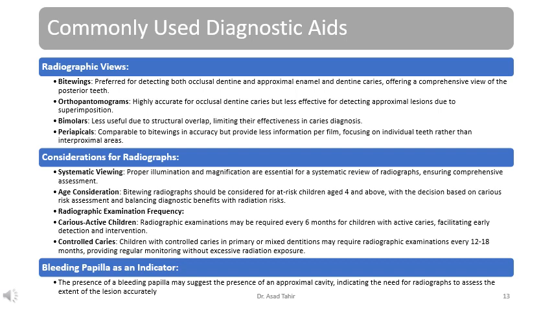Radiographic examination frequency. Caries-active children: radiographic examinations may be required every 6 months for children with active caries, facilitating early detection and intervention. Controlled caries: children with controlled caries in primary or mixed dentitions may require radiographic examinations every 12 to 18 months, providing regular monitoring without excessive radiation exposure. Bleeding papilla as an indicator: the presence of a bleeding papilla may suggest the presence of a proximal cavity, indicating the need for radiographs to assess the extent of the lesion accurately.